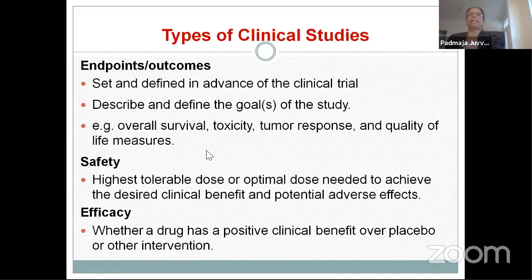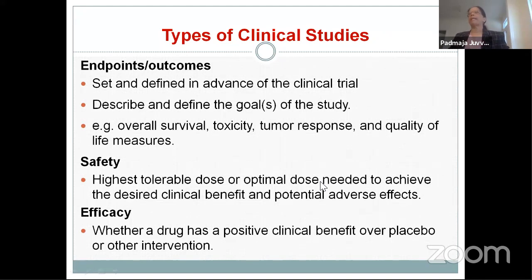So as an example, I gave here an overall survival rate of the toxicity. Sorry about that.